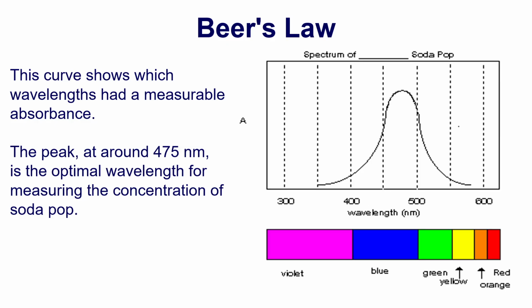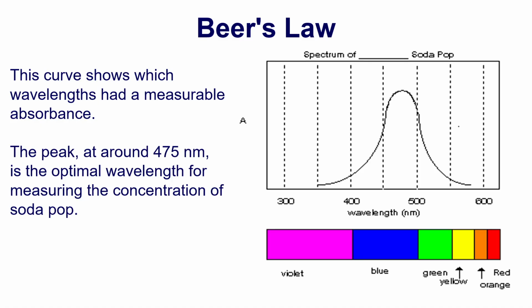All right, so back to those graphs that we talked about. This is a spectrum of some concentration of soda pop. Might be 7-Up, could be soda. Probably wouldn't be 7-Up because that doesn't have color to it, but maybe some cola or some root beer, something that's got a little bit of color to it. Orange Fanta. This curve shows which wavelengths had a measurable absorbance, and we were looking for the peak, so we know how to set up our machine. If we look at this one, we can see the peak is right around that 475 mark, and so that's going to tell us what we want to set the wavelength to on the machine.